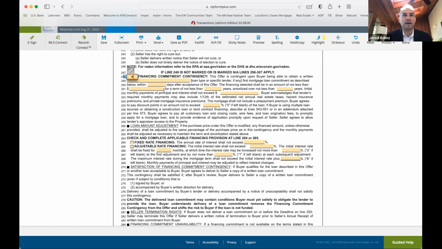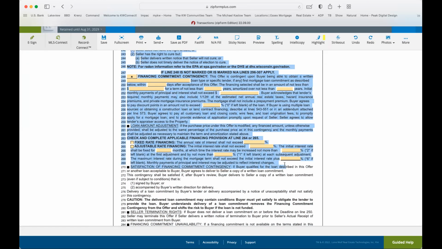The financial commitment. If you're contingent upon financing, you check that box right here. Then you have all these places to fill in the blank. Do you know who I recommend to fill in this portion of the document? The lender? The lender, call up the lender. I always called up the lender and had them go through it.